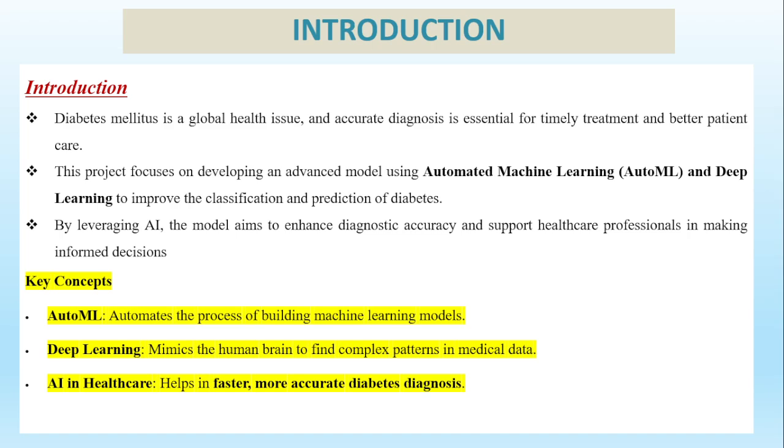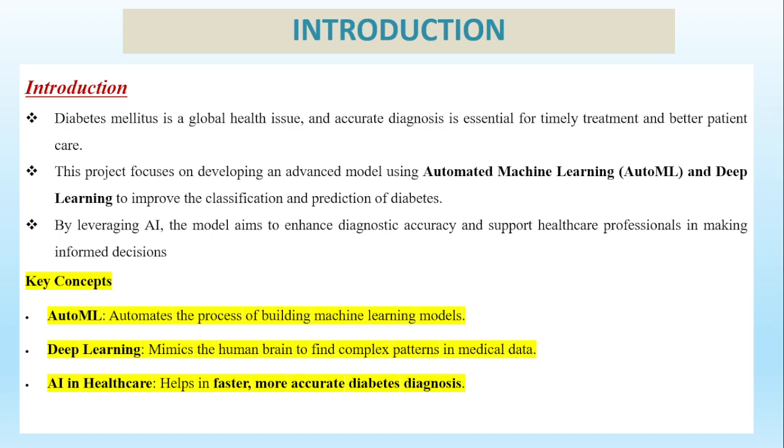Diabetes mellitus is a global health issue, and accurate diagnosis is essential for timely treatment and better patient care. This project focuses on developing an advanced model using automated machine learning and deep learning to improve the classification and prediction of diabetes. By leveraging AI, the model aims to enhance diagnostic accuracy and support healthcare professionals in making informed decisions.